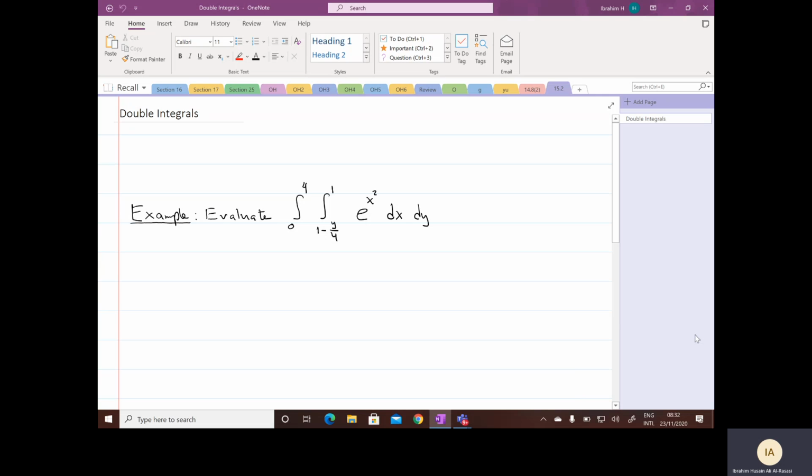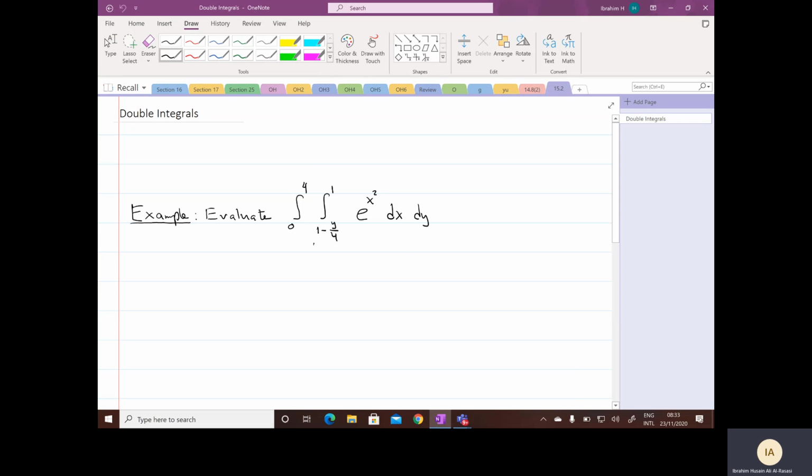Now just consider two more examples on double integrals. We explained everything, but I will give you two more examples. The first example: evaluate the double integral of e power x squared dx dy. Here, the situation seems to be easy because you don't need to set up the limits of integration. The limits are there, so what you should do is just go and integrate.